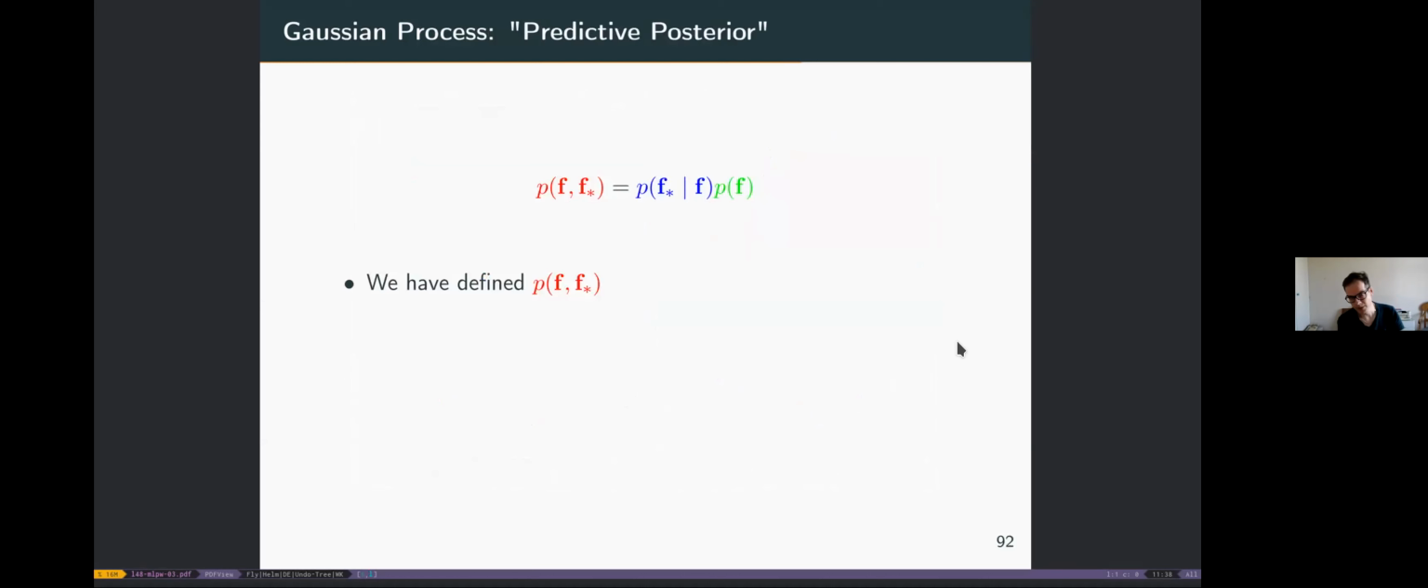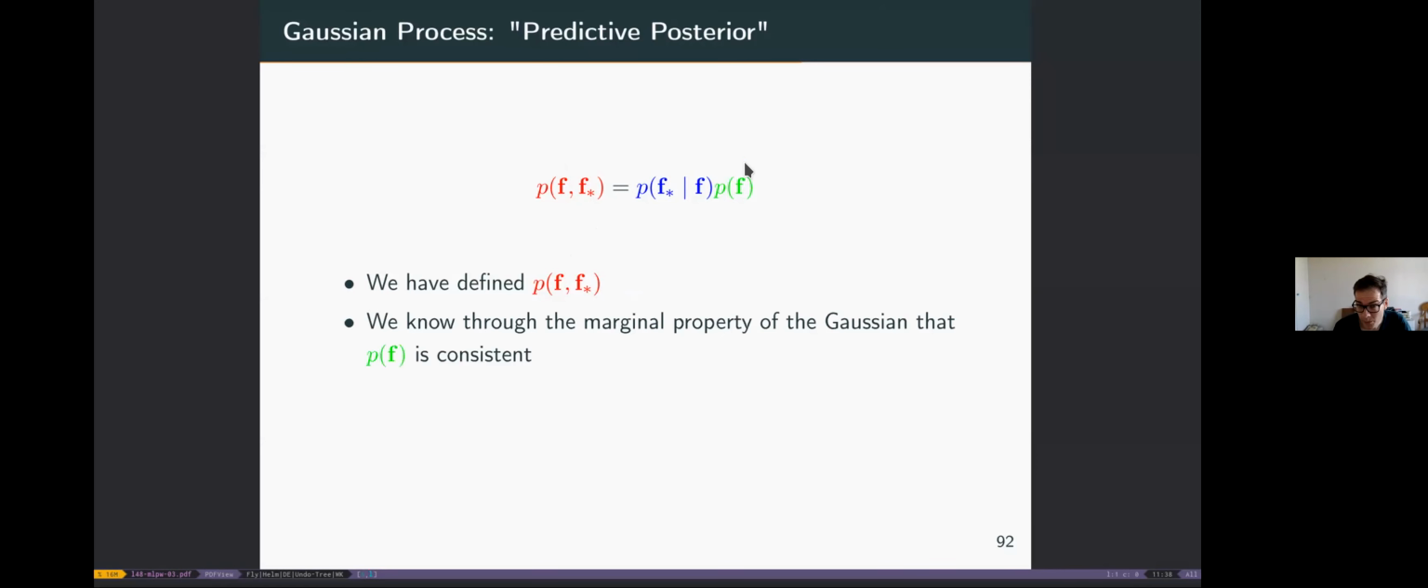Now comes the beauty of this, because we don't have to compute that integral. We can be a bit clever. So let's go back to the definition. This object here is the joint distribution of the data that I've seen and the data that I want to evaluate my updated knowledge on. The joint we've defined as a Gaussian process.